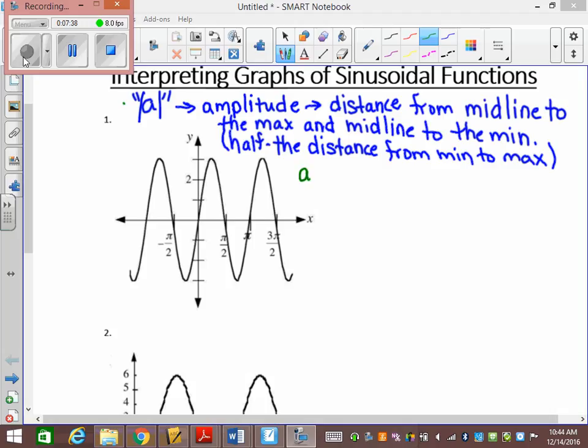Amplitude. We could do it two ways. I'm going to do the formula first. So this is the first way we could do it. If you're like, I don't need that formula, then don't write it. I don't really care, as long as you get the right answer.